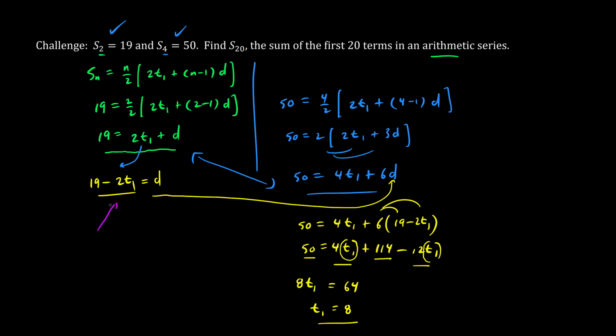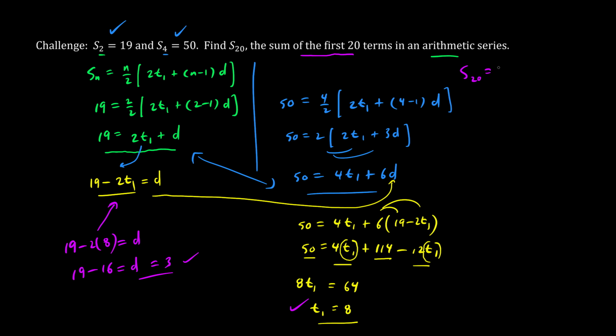And once we know what t1 is, d is equals to 19 minus 2 times t1, which happens to be 8. So the common difference d is 19 minus 16, which is equals to 3. We finally have our two unknown variables now known, so we can use the basic formula to find the sum of the first 20 terms.